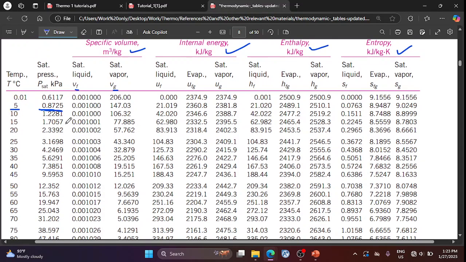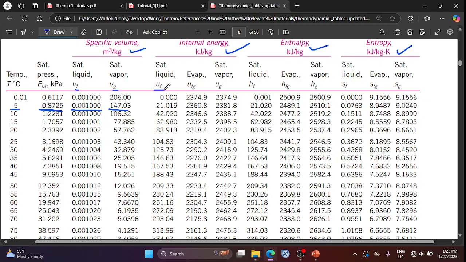If I see something like this at 5 degrees Celsius and a saturation pressure of 0.8725, and I read this value, this is the specific volume of the saturated liquid. So if I consider a liquid that can just become a vapor, then this is the specific volume of that liquid at that condition. And if I'm considering a vapor at those conditions that can just become a liquid, then I would have this value instead as my specific volume.